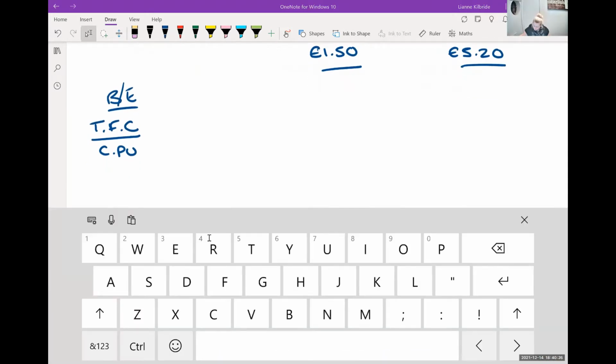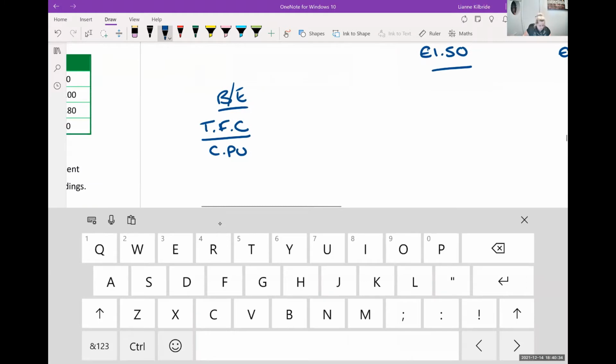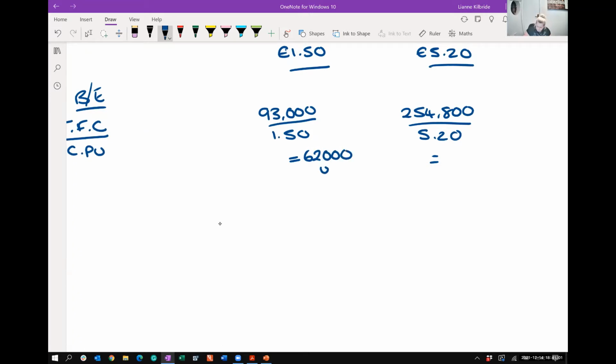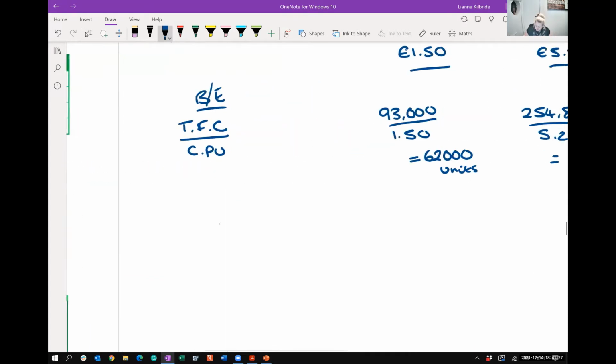Taking the fixed cost for gamma from the table, as you can see at the bottom, is 93,000, and for beta it's 254,800. So just for my workings at the side here, 93,000 divided by £1.50, and 254,800 divided by £5.20. That's going to give you the break even in units. So we've got 62,000 units to produce to break even, and then for beta, you've got 49,000 units to break even. So again, we're simply going to put those figures into the table here. So 62,000 and 49,000.